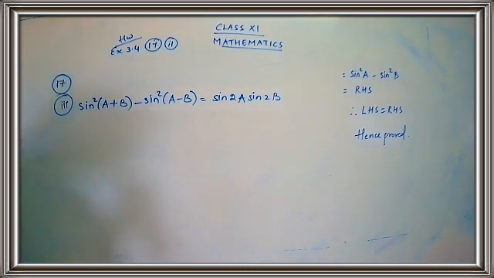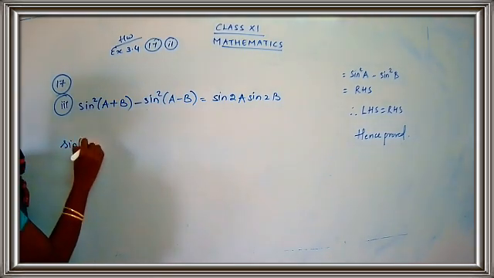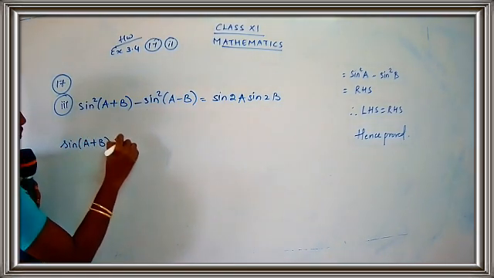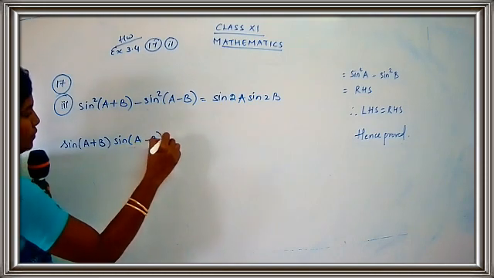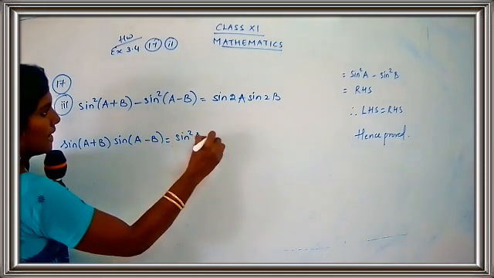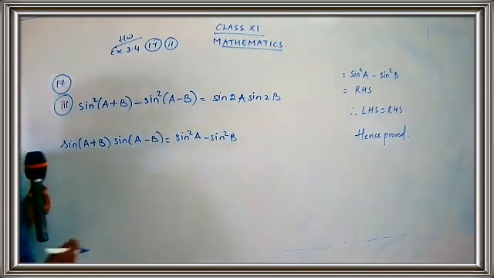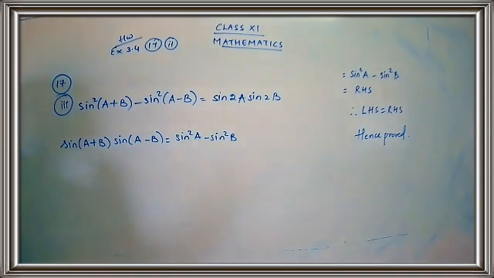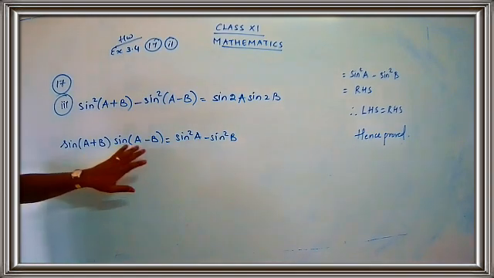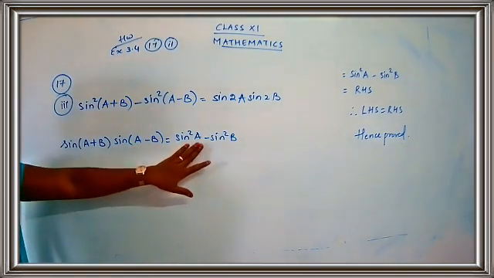What is the first proof that we have seen? We have seen that sine of (a plus b) into sine of (a minus b) is equal to sine square a minus sine square b. This is what we have proved in the first subpart. Yes, children, what was it? Sine of (a plus b) into sine of (a minus b) is equal to sine square a minus sine square b.